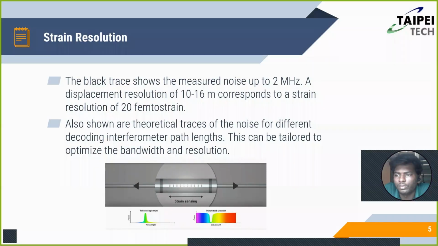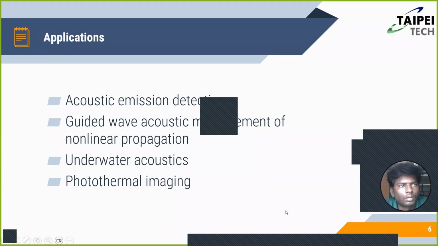Strain resolution. Here we see the performance results. The black trace in the graph shows measured noise up to 2 MHz. The sensor can detect displacement as small as 10 to the power of minus 16 meters. This corresponds to a strain resolution of just 20 femtostrain. That's 20 times 10 to the power of minus 15 strain, extremely sensitive.